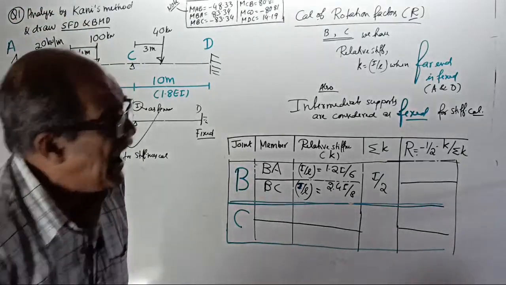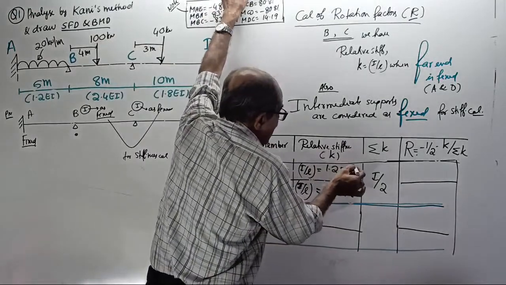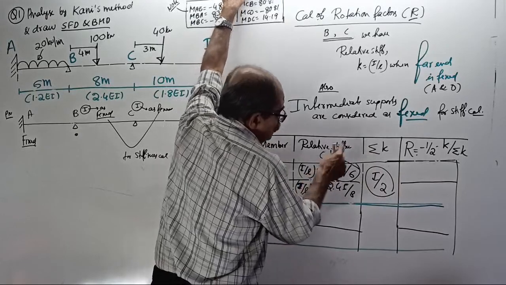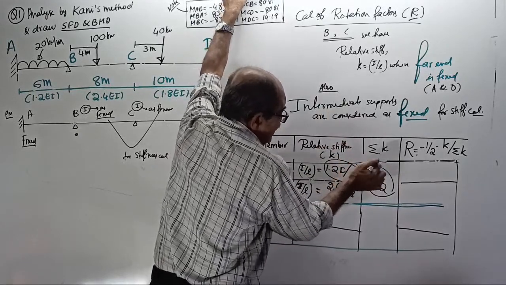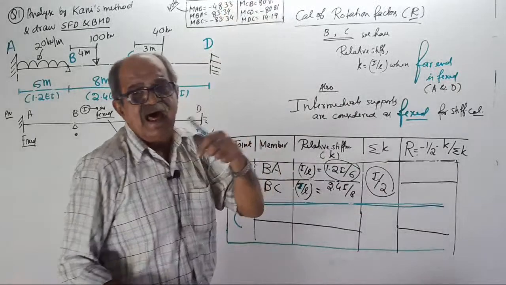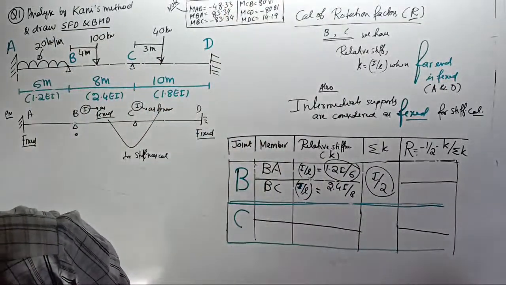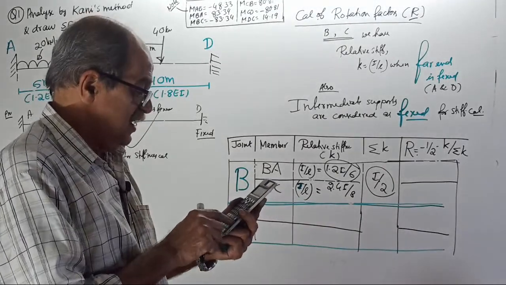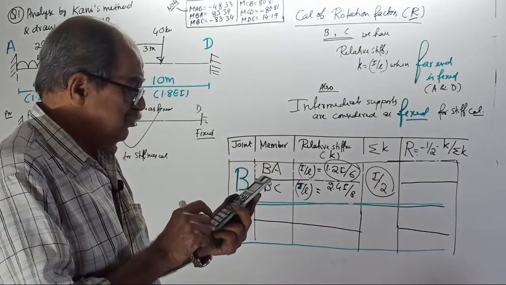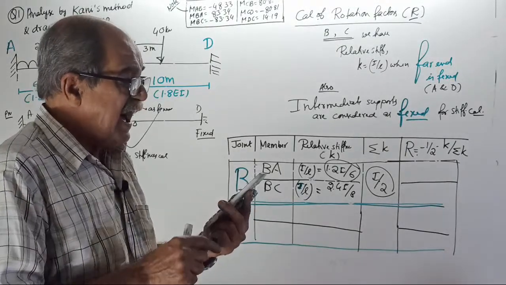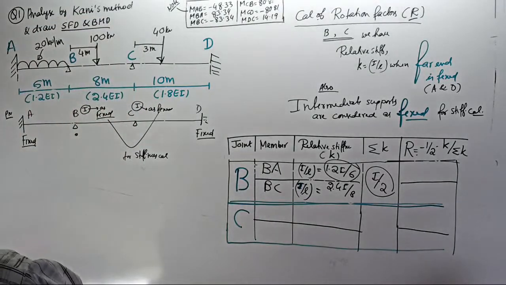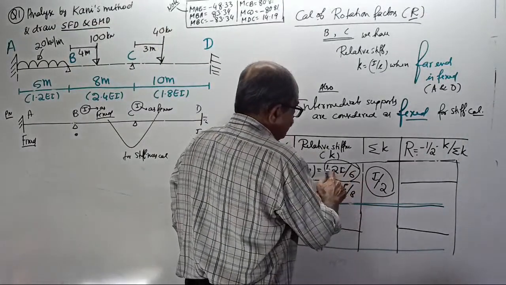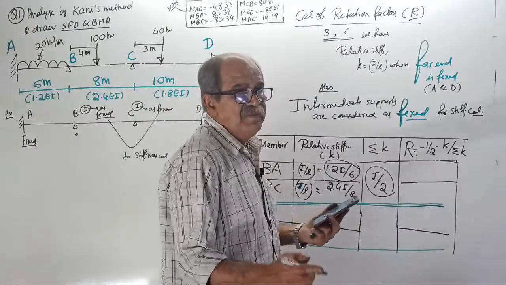Now, what you do is, divide this value by this value. Answer. 1.2 by 6, the I will cancel. Divide by 1 by 2. Tell the answer. Tell in ABC format. 1.2 by 6 divided by 1 by 2. Tell me the answer. What do you get?